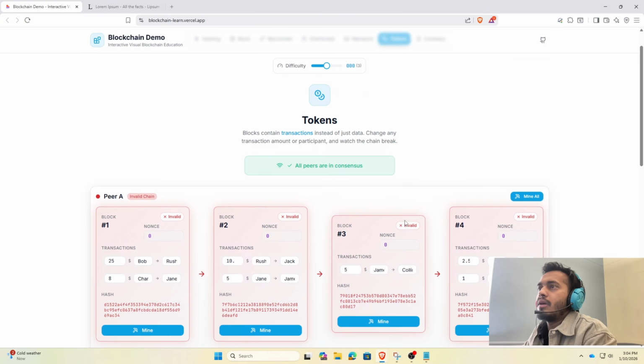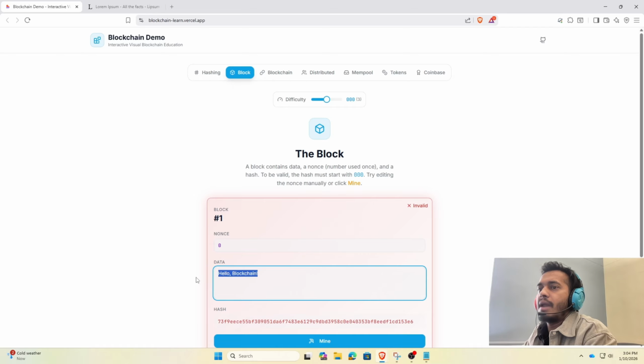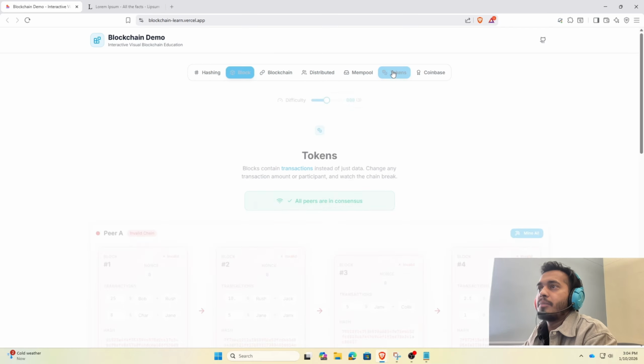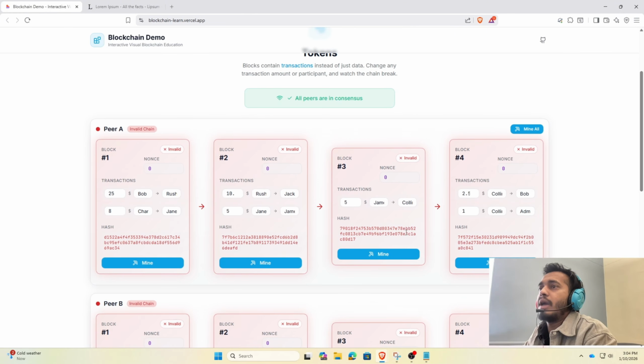What are tokens? So we have seen just random data like hello blockchain or some random text, but in real blockchains we are not recording random text, but we are storing real transactions like this. So $25 sent by Bob to Ross, and $8 sent by Charlie to Jane.